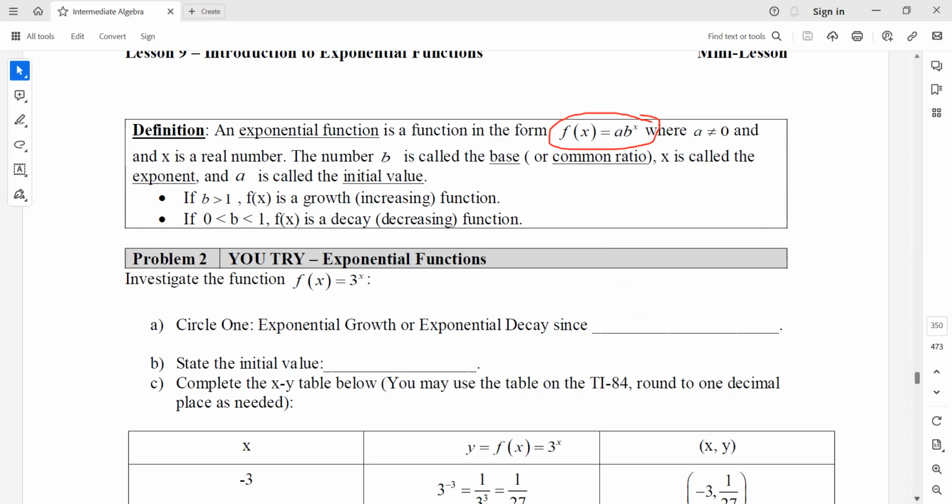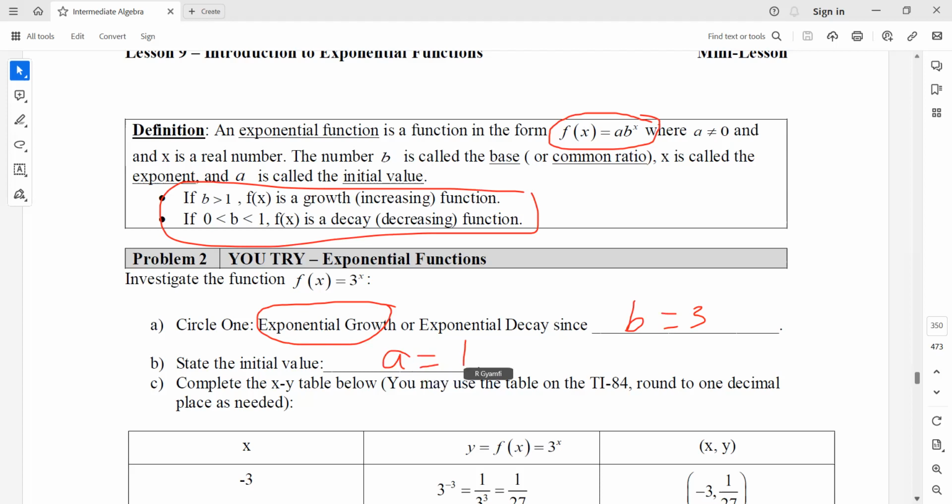Now, is this function experiencing growth? Is it a growth function or a decay function? And how do we know that? Remember, we know that by looking at the b. It's right here. Is the b greater than 1? If it's greater than 1, it's a growth function. Yes, b is 3, so it's greater than 1. Now, what is the initial value? A is 1, it's hidden. That is 1. But it always should have the form a b to the power x.